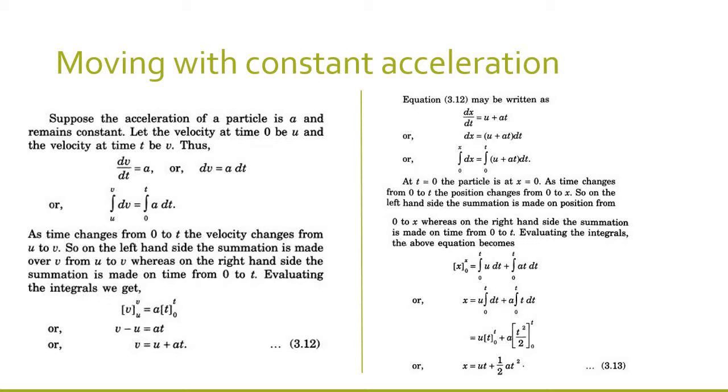This is one equation of a particle moving in constant acceleration. Now v can also be written as dx by dt. So dx by dt is equal to u plus at, dx equal to u plus at into dt. At t equal to 0, the particle is at x equal to 0. As time changes from 0 to t, the position changes from 0 to x. So on the left hand side, the summation is made on position from 0 to x, whereas on the right hand side, the summation is made on time from 0 to t. Evaluating the integrals, the above equation becomes x equal to ut plus half at square.